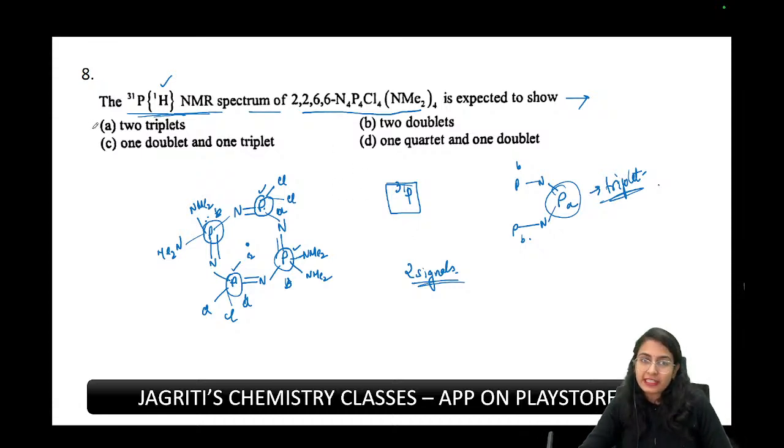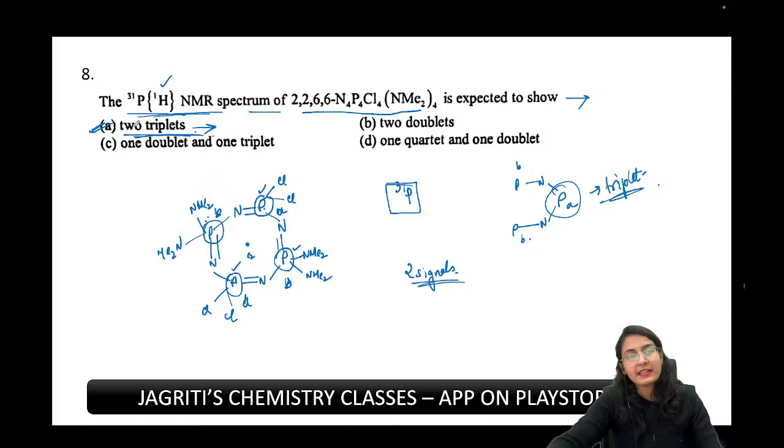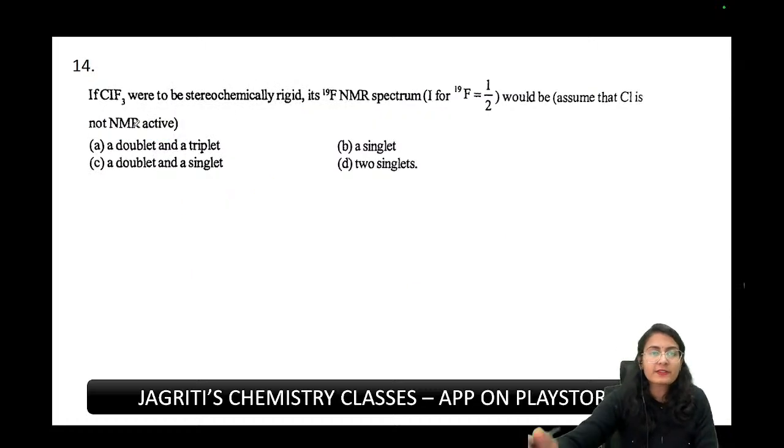What are we actually getting? Two triplets. We are getting two triplets. ठीक है. So A is the correct answer for this one. ऐसे बहुत सारे अच्छे अच्छे questions हैं CSIR NET में. If you haven't practiced, please do.